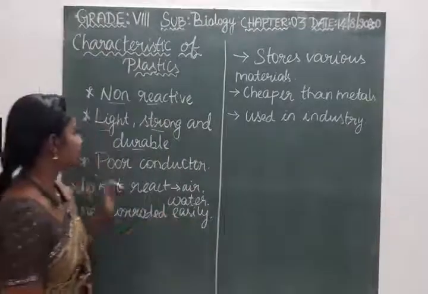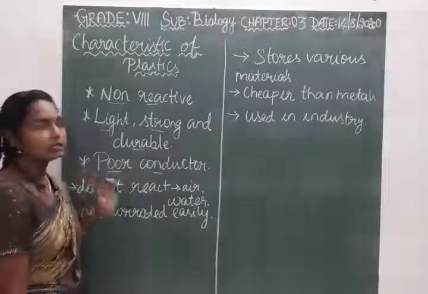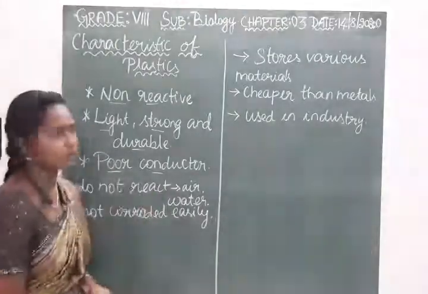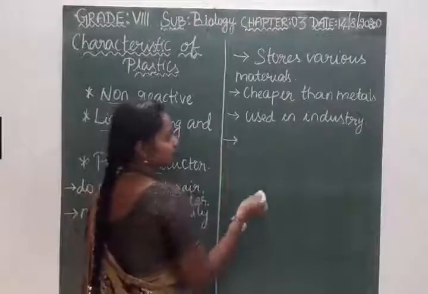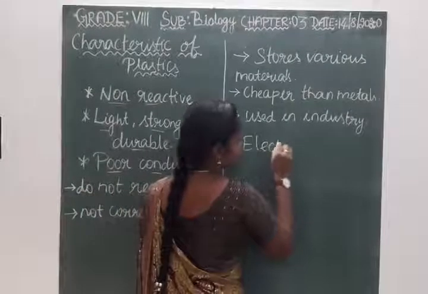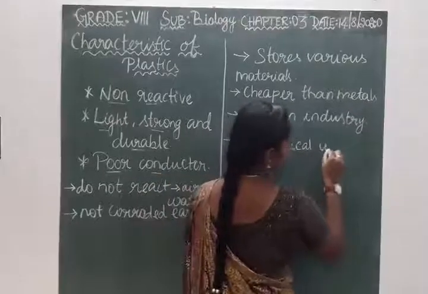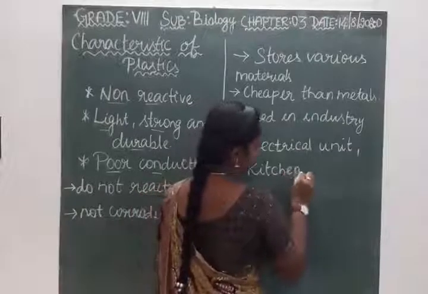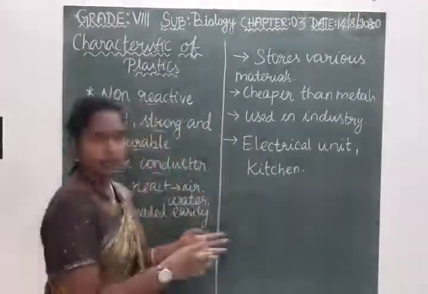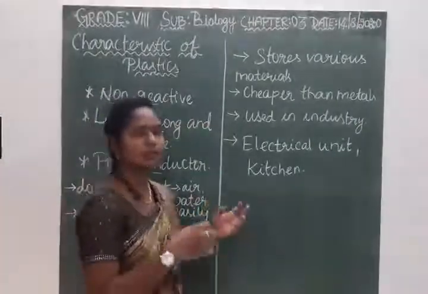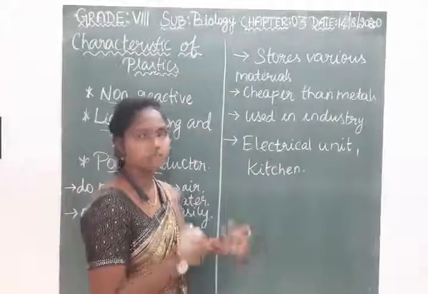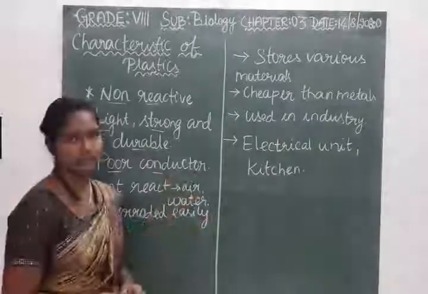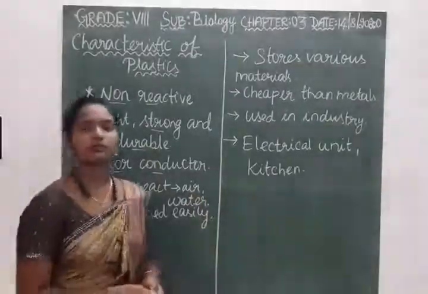And the last characteristic is being a poor conductor. This is resistance to heat and electricity. It will not allow heat and electricity to pass through. So it is used in places like electrical units and the kitchen. Electrical switches or wires, and in the kitchen, kitchenware or the handles of utensils are made up of plastics, because they are poor conductors of heat and electricity. Okay. So these are the characteristics of plastics.